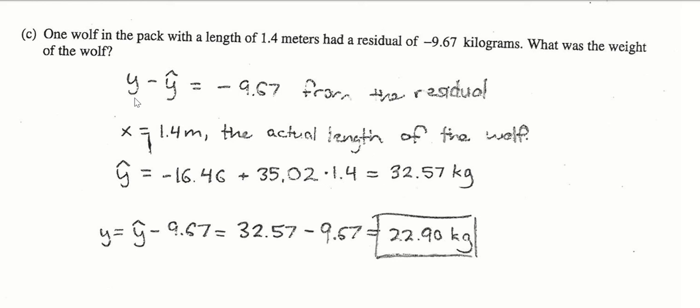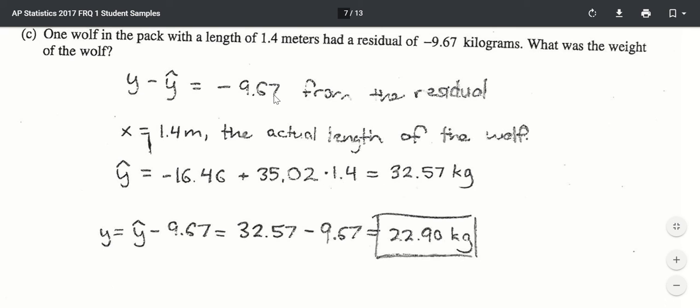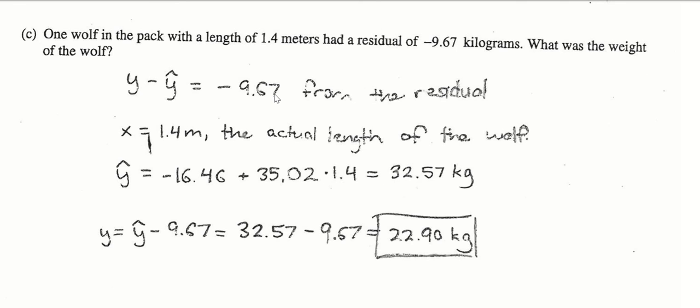Always, always, always remember, what did I observe minus what did I expect? You really want your error to be nothing, right? What did I observe minus what do I expect? I want it to be 0, but in this case it wasn't 0, it was negative 9.67. So your equation again, I don't know what I observed because it's asking me what it is, but I do expect the animal to be 32.57 kilograms, and that is equal to an error of negative 9.67.